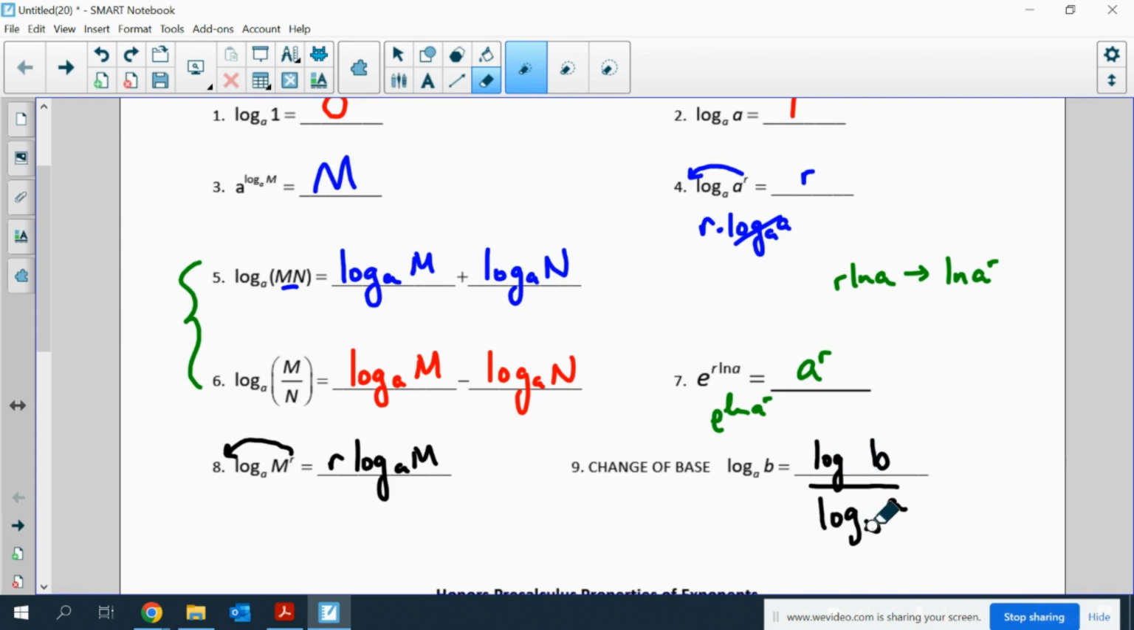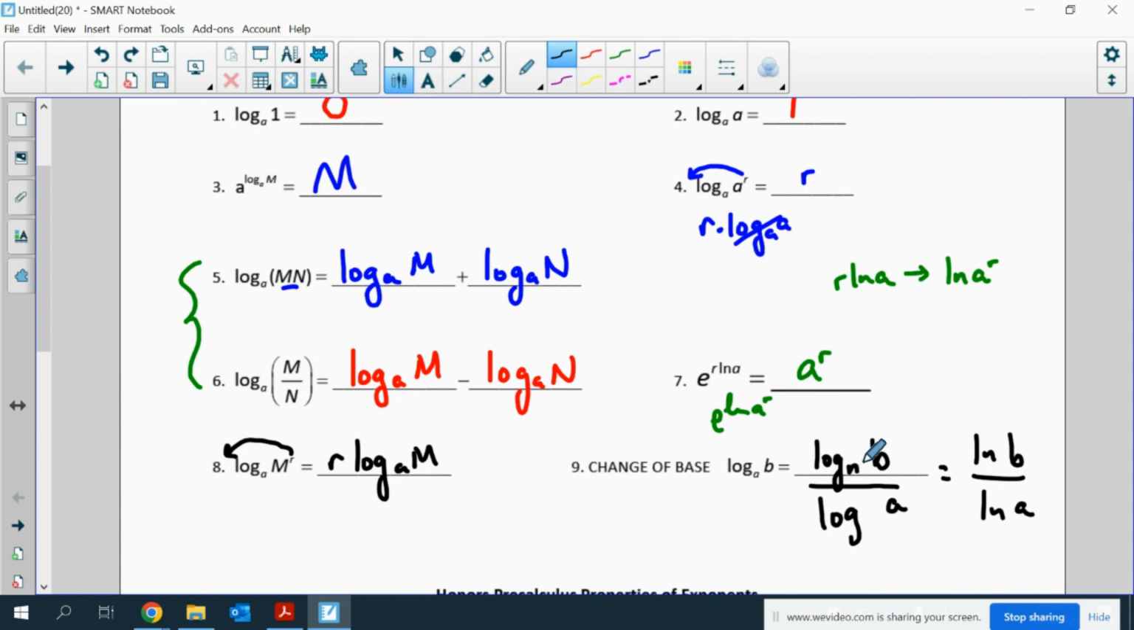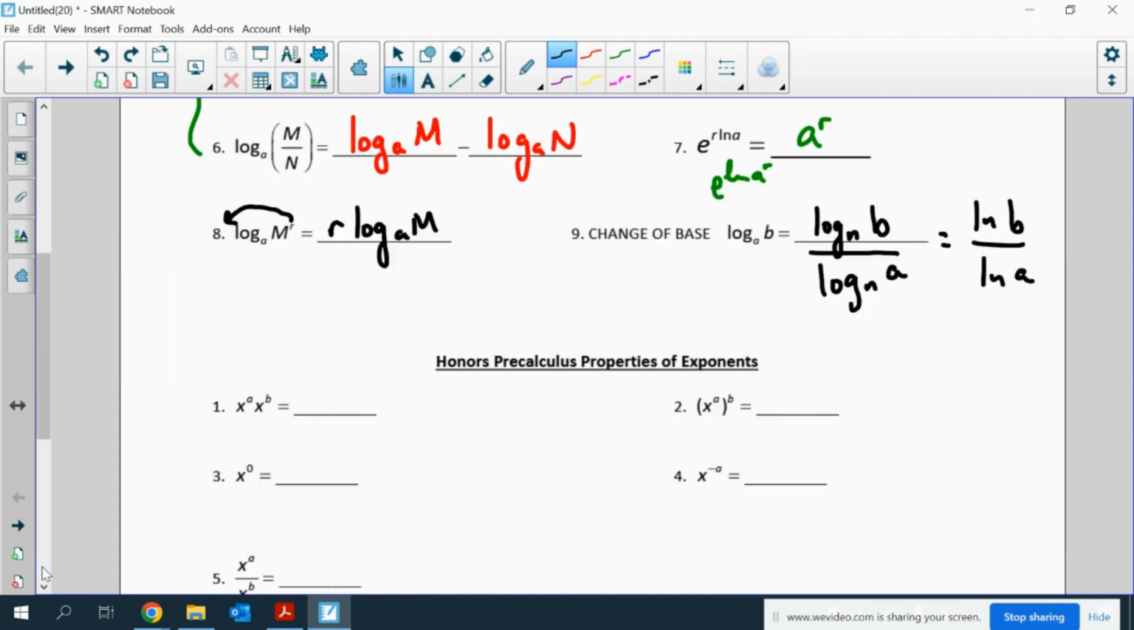So you can make this log base 5 of b over log base 5 of a. You can make it log base 2 of b over log base 2 of a. You can make it natural log of b over natural log of a. There's a lot of different ways that you can do this, but it's log base whatever you want as long as that base is the same. So log base n of b over log base n of a.